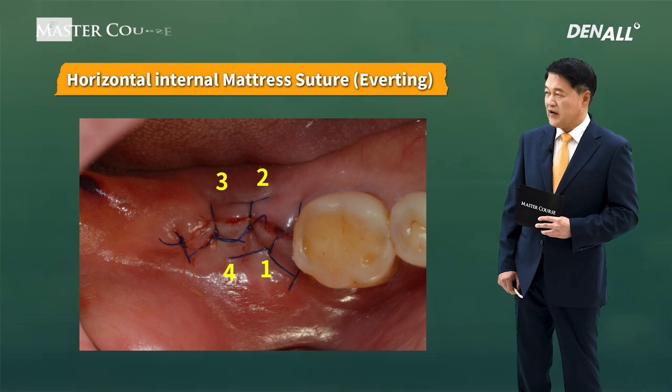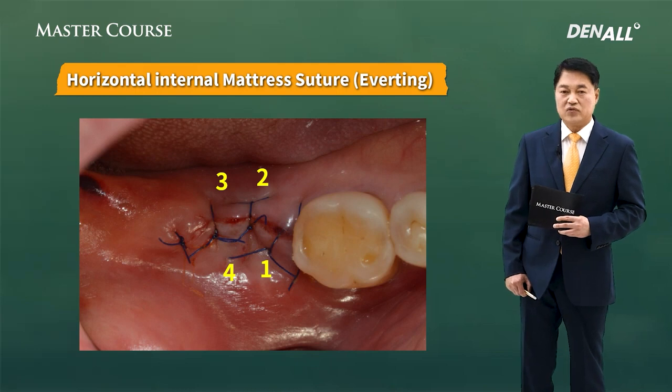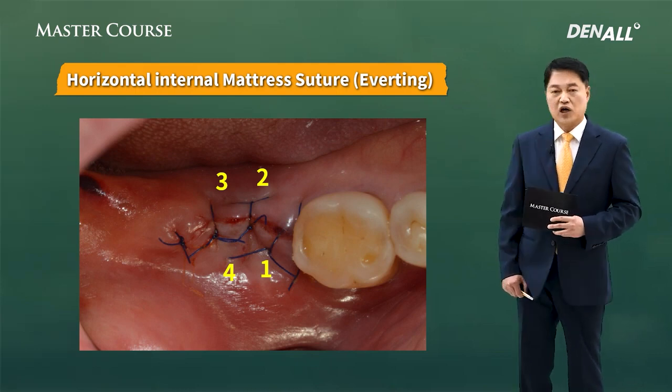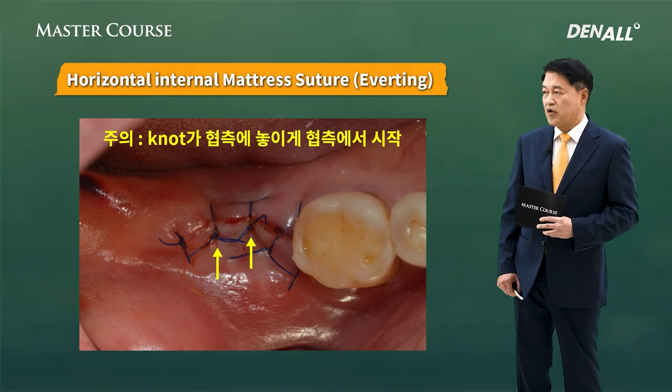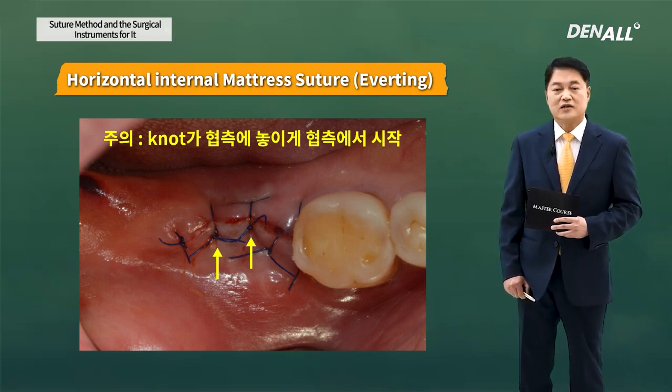So you go in buccal, go out lingual, and then lingual go in again and go out to the buccal again. And after this suturing, it cannot be moved. Hence, it's important that if the knot is formed on the lingual side, it's difficult to move the tongue. So for the knot to be located on the buccal side, you always have to start from the buccal side. That is one tip you need to remember.